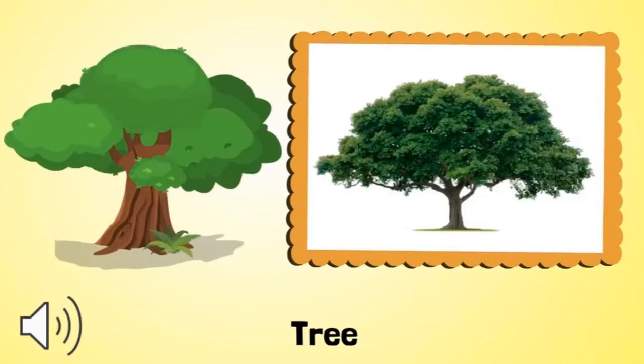Now, who will tell me what this is? Yes, very good. This is the picture of tree. And what is the color of this tree? Very good. Green color. And now tell me, tree starts with which letter? Letter T. Yes. And what is the sound of T? Tree.